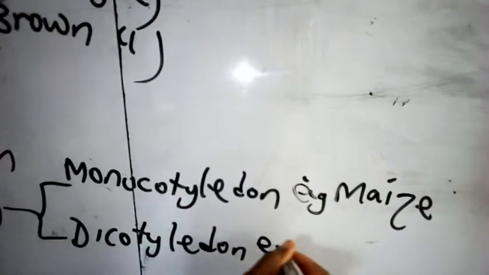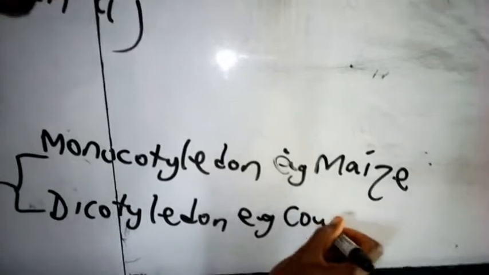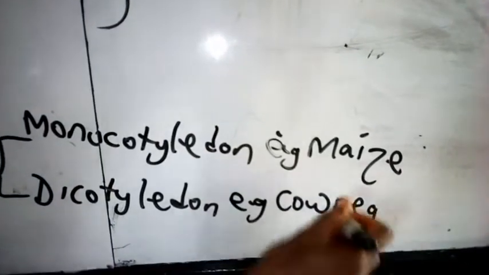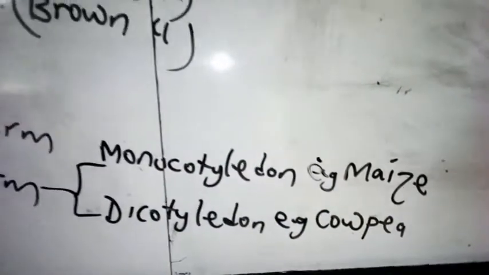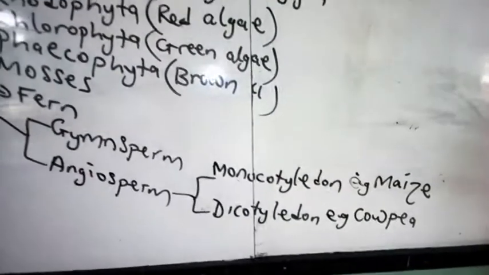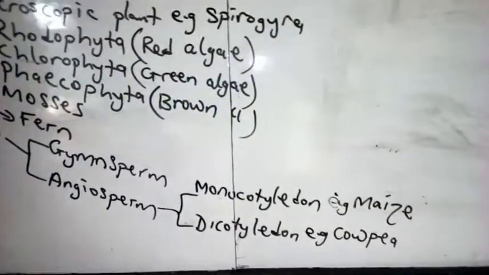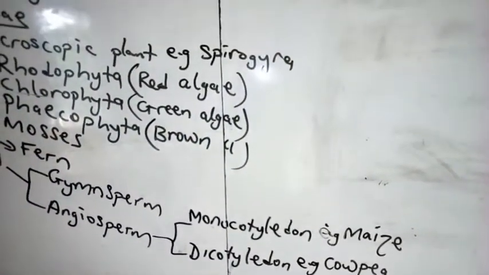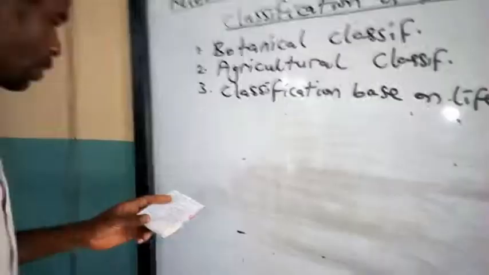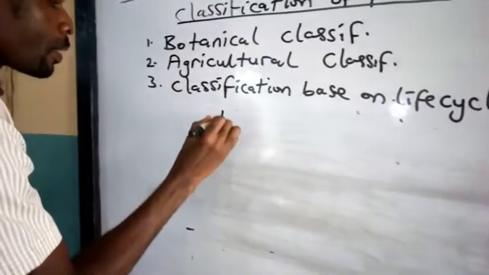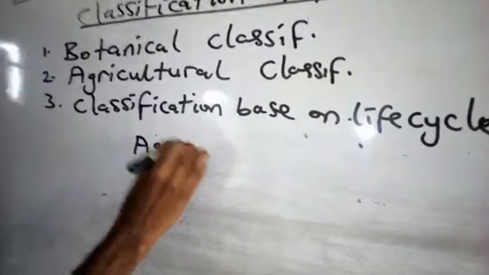While a dicot mostly are the cowpeas. And you know cowpeas are where beans originate from. Now let's go to classification based on agriculture. For example, agricultural classification.